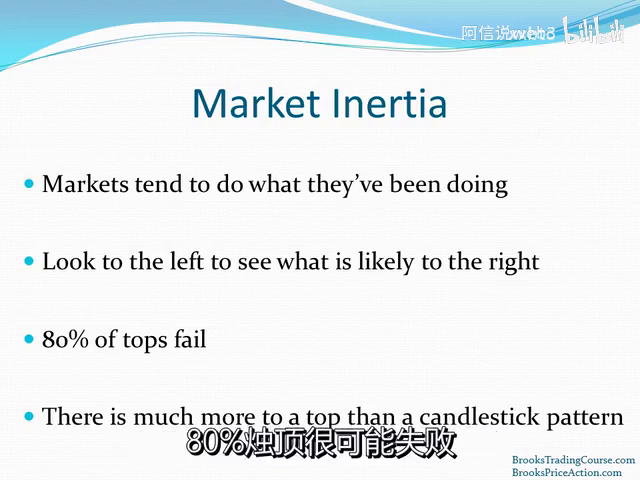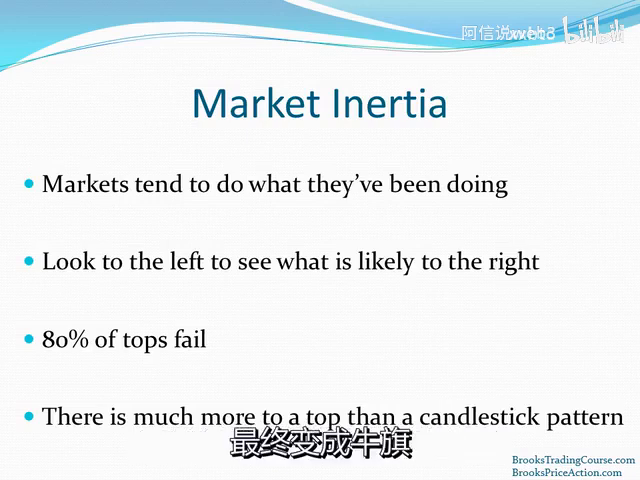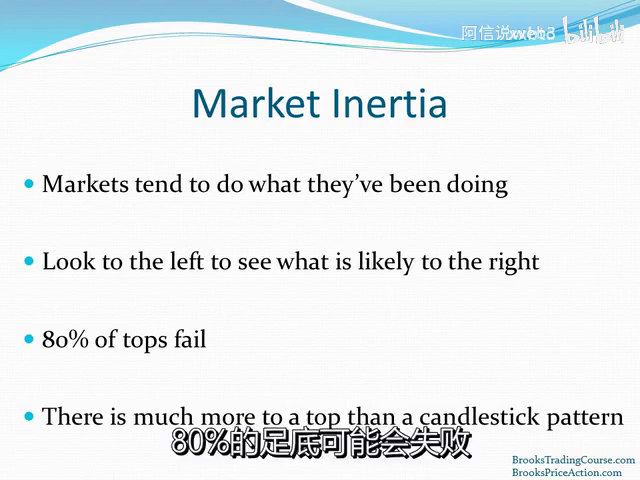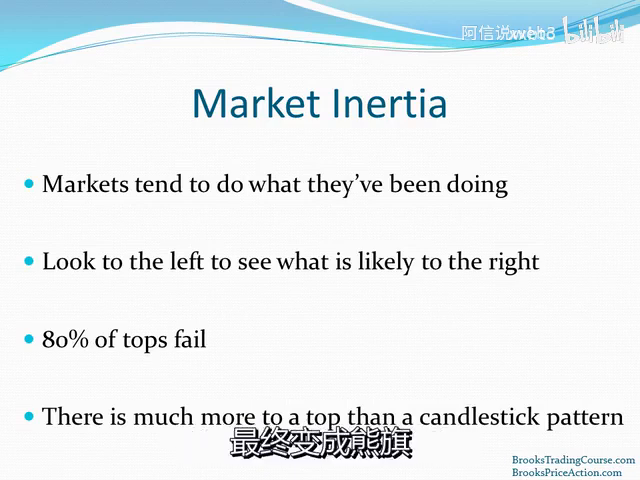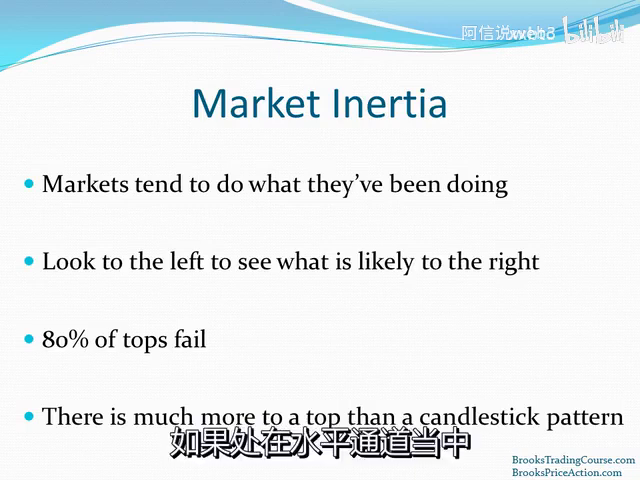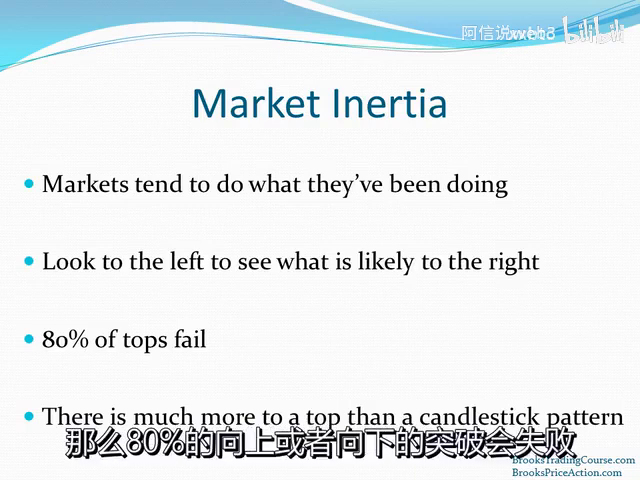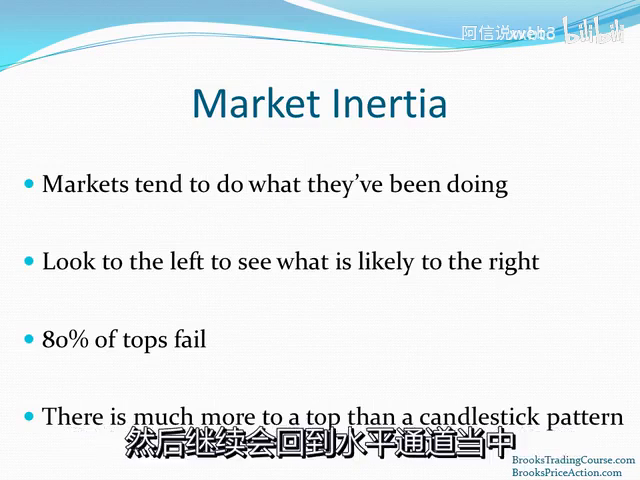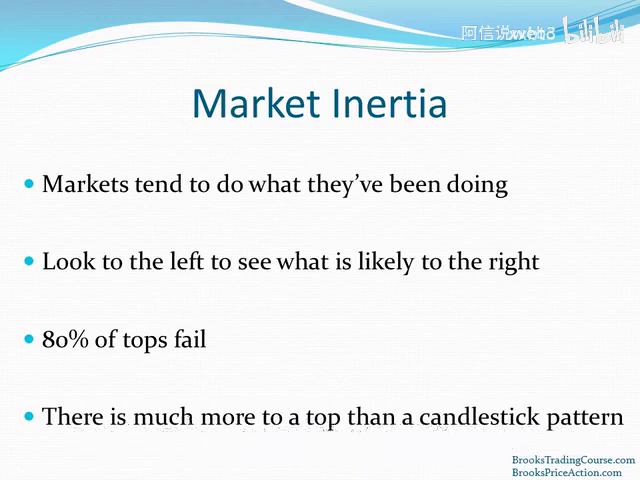And if you're in a bull trend, 80% of tops will fail and become bull flags. If you're in a bear trend, 80% of bottoms will fail and become bear flags. If you're in a trading range, 80% of breakout attempts up and down will fail, and the market will reverse and go to the opposite end of the trading range.